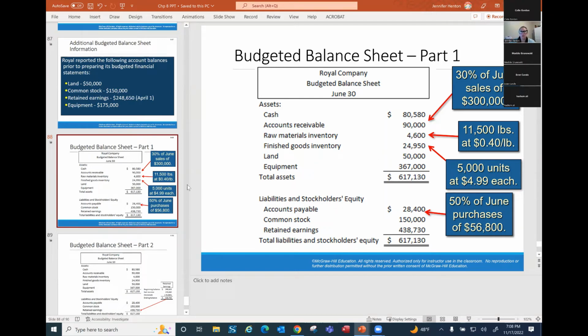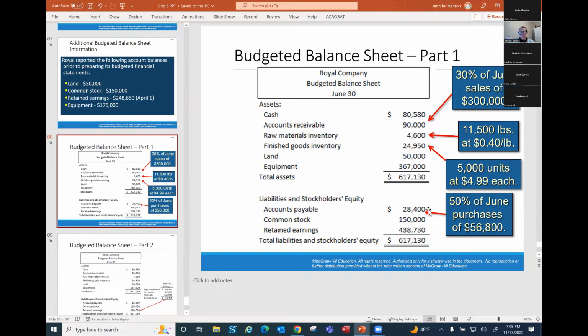$617,130. Now we have accounts payable, 28.4, and that comes from, remember, we were doing the calculation for how much we were going to need to spend to buy the material, and we said that 50% was going to be paid in the next month. So we know that that is open because we haven't paid it yet. So I have an account that shows I have to pay someone in the future, and that's 50% of June purchases. So I have 28,400 as an open accounts payable.